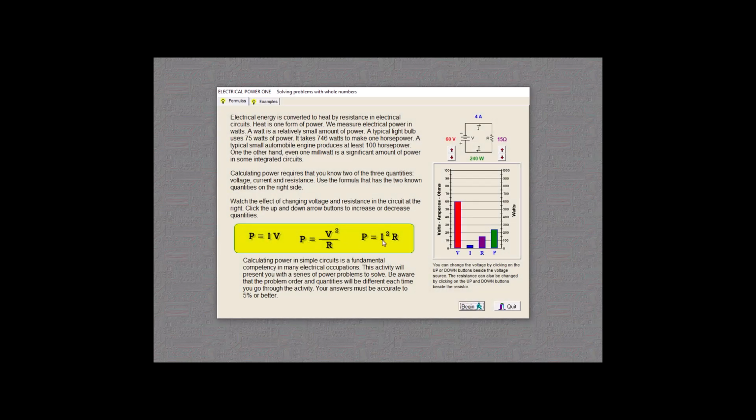And we need to write down these formulas. Power equals VI. Power equals V squared over R, where V squared is V times V, or the voltage with the X to the second power button. Power equals I squared R. I squared is going to be I times I, or utilize the X to the second power button.